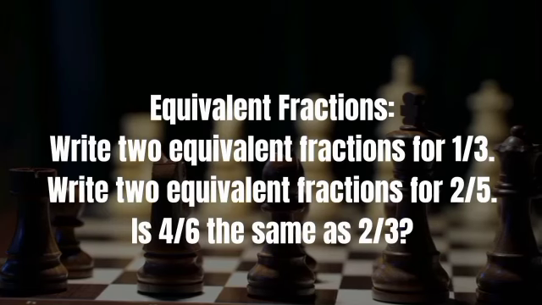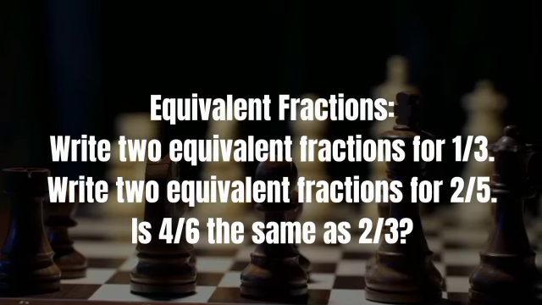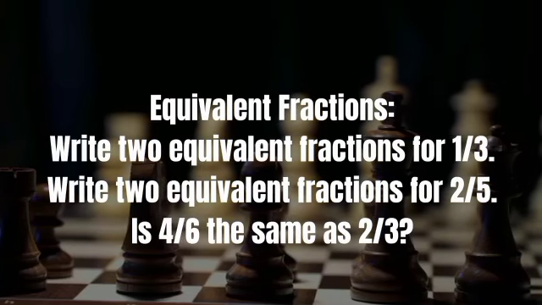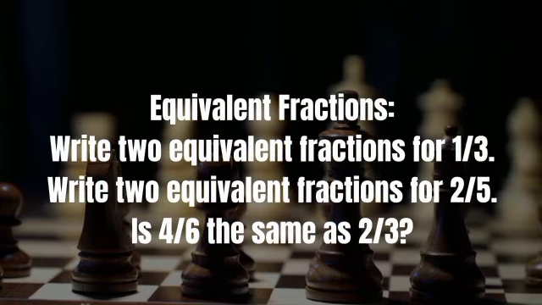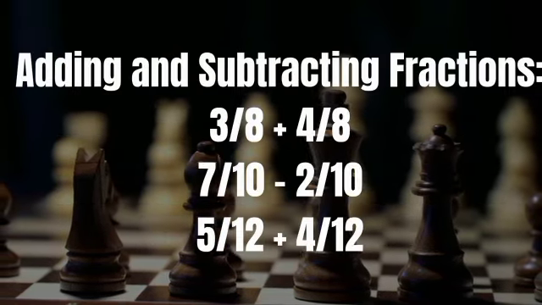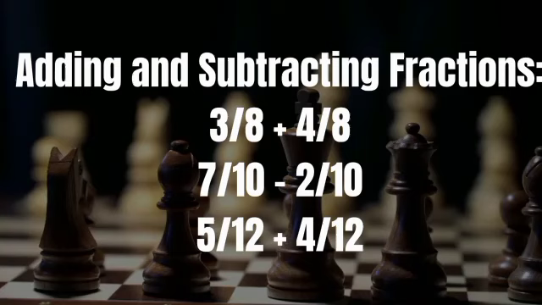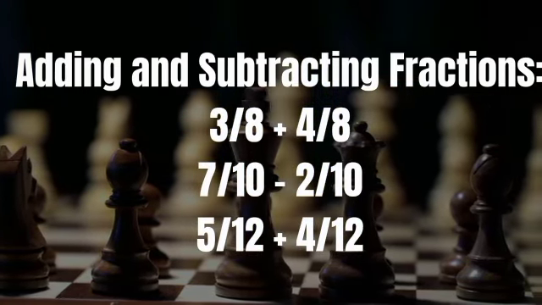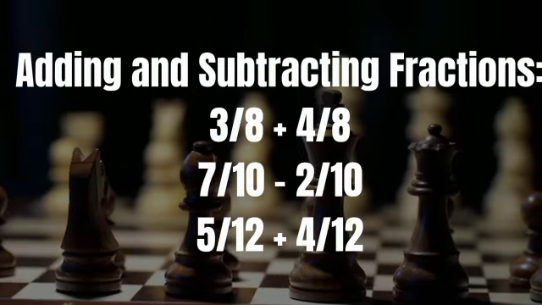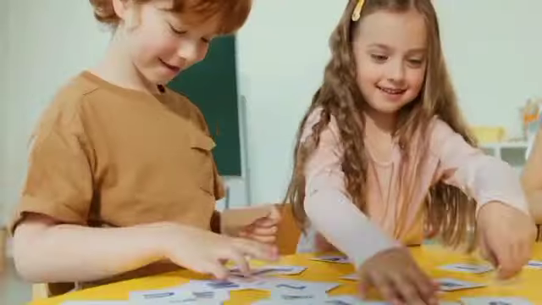Equivalent fractions. Write 2 equivalent fractions for 1 over 3. Write 2 equivalent fractions for 2 over 5. Is 4 over 6 the same as 2 over 3? Adding and subtracting fractions. 3 over 8 plus 4 over 8. 7 over 10 minus 2 over 10. 5 over 12 plus 4 over 12.